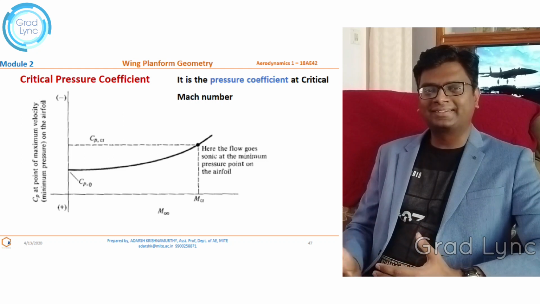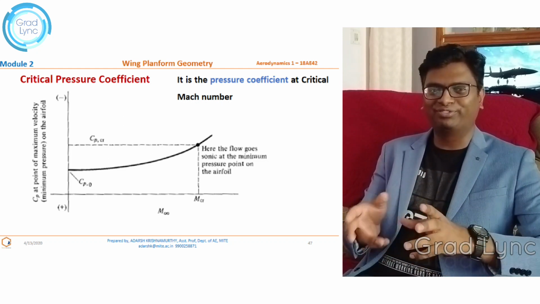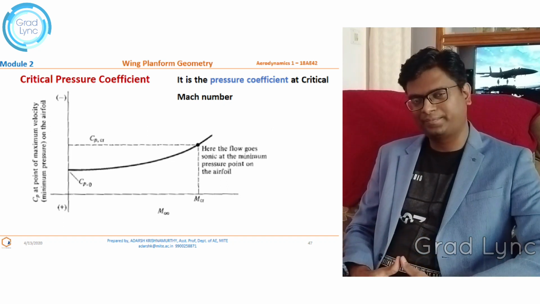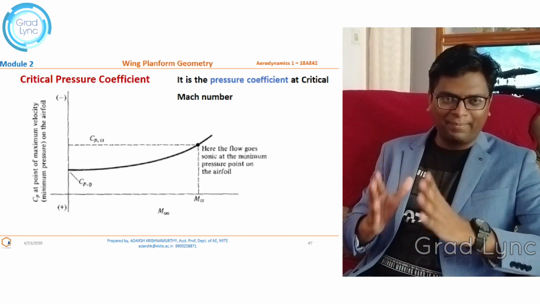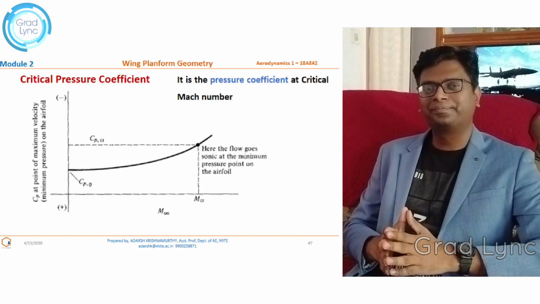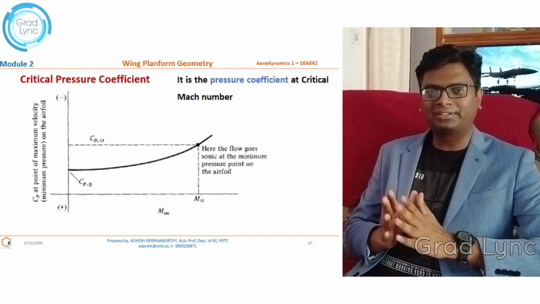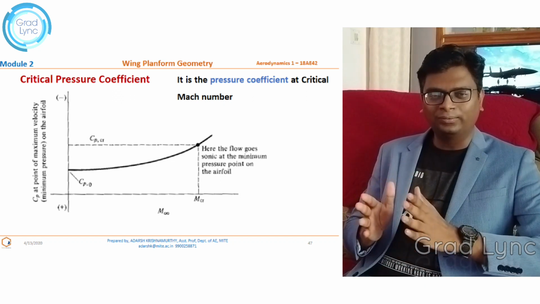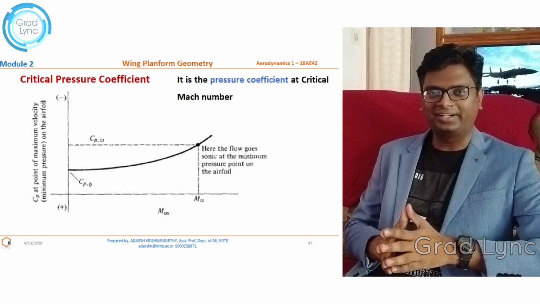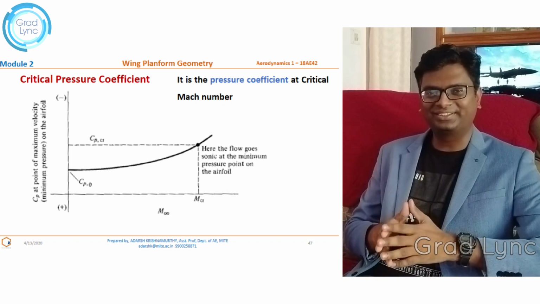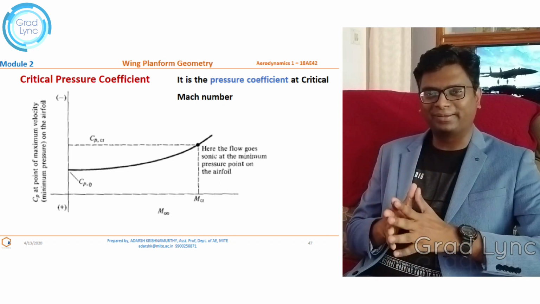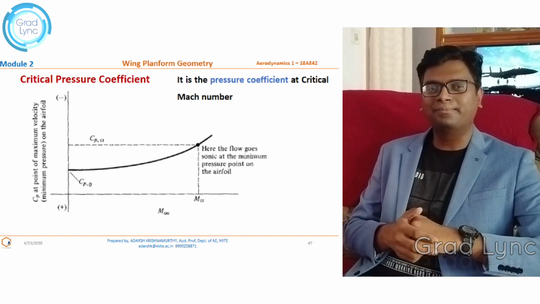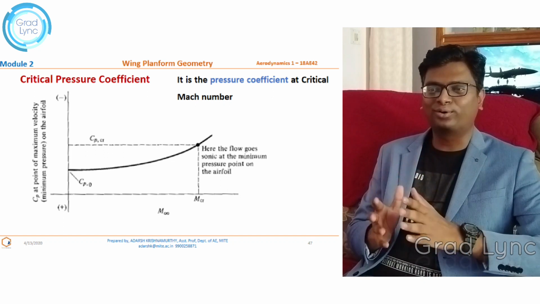Moving on to the next discussion, which is in continuation with the previous one, that is the critical pressure coefficient. So critical Mach number, we have understood, is the Mach number at which the local Mach number reaches sonic condition. Now, critical pressure coefficient is the pressure coefficient at critical Mach number. The corresponding pressure coefficient for critical Mach number is called the critical pressure coefficient.